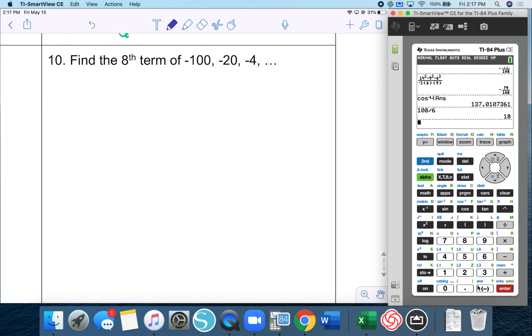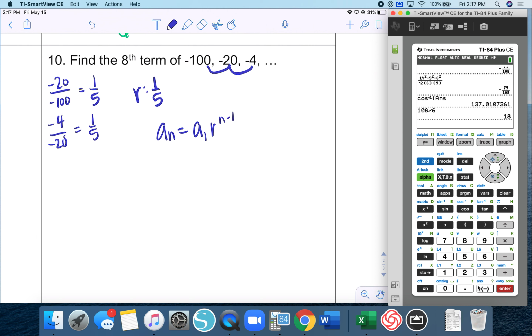And number 10, the 8th term. So when I notice here, not arithmetic because it's hopping by way too much. So negative 20 over negative 100 is 1/5. Negative 4 divided by negative 20 is 1/5. So my r value is 1/5. So a sub n is a1 times r to the n minus 1. So I want the 8th term. My first term is negative 100. My ratio is 1/5. And then 8 minus 1.